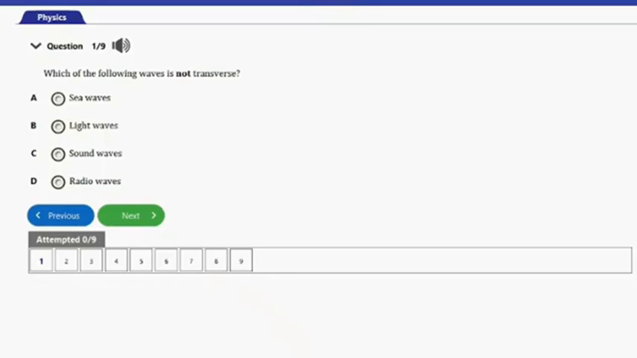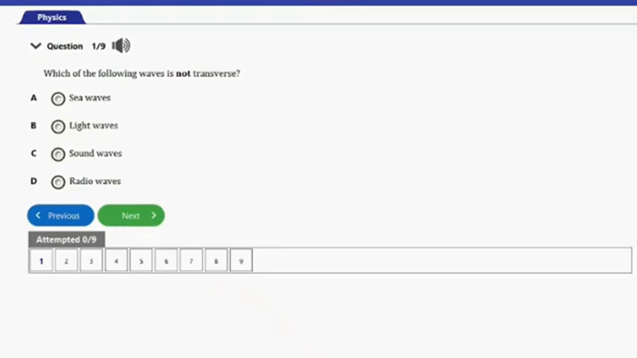It says, which of the following waves is not transverse? We have A, sea waves, B, light waves, C, sound waves, and D, radio waves. So the answer to this question is option D, radio waves. Actually, radio waves are electromagnetic waves and not mechanical waves, so they are not transverse waves, and as such, option D is the answer to this question.